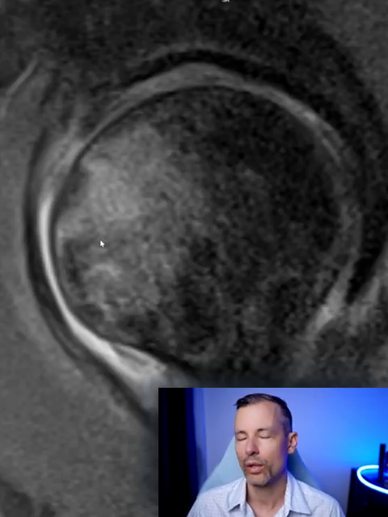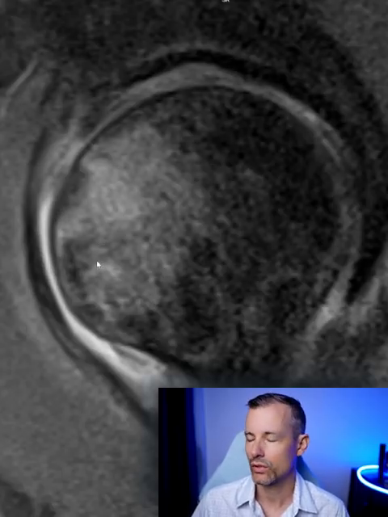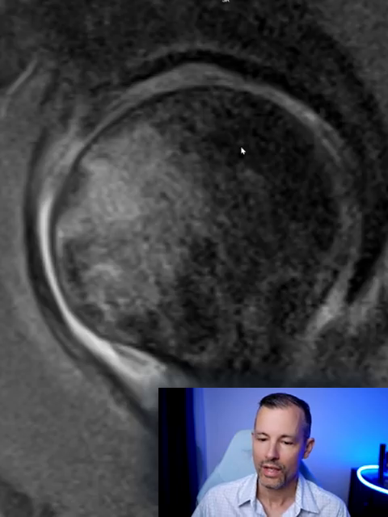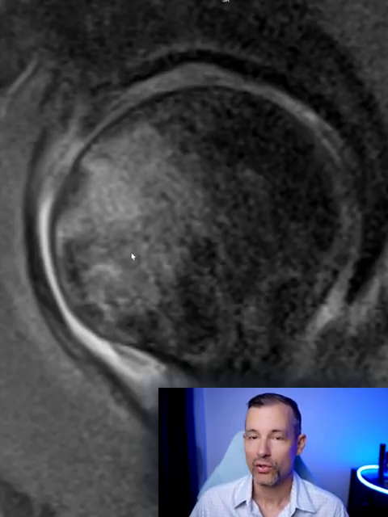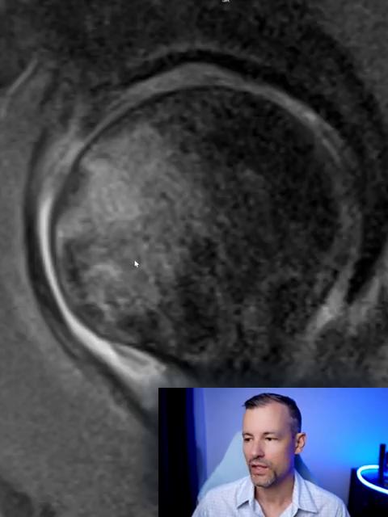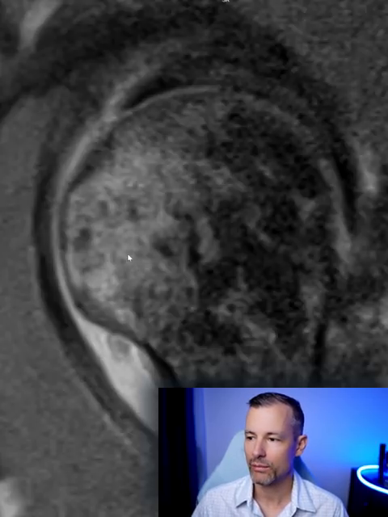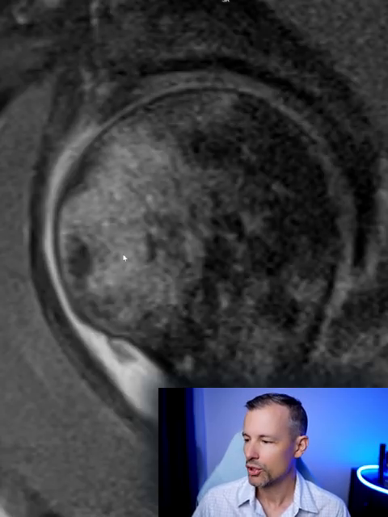I wouldn't use the term transient marrow edema syndrome or transient bone marrow edema syndrome, or certainly not transient osteoporosis of the hip, because that's not a term we should use on an MRI anyways. So what's the difference then between a transient bone marrow edema syndrome of the hip and a subchondral insufficiency fracture? And in my opinion, there's not much of a difference, to be honest, and I will show you why.